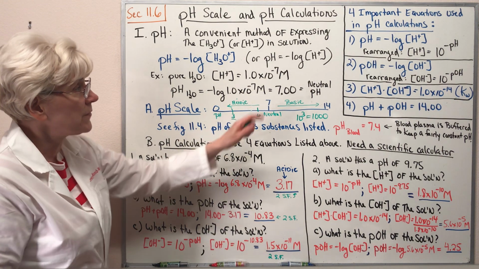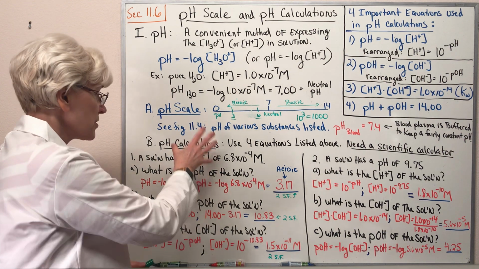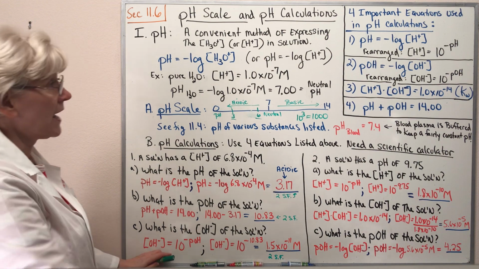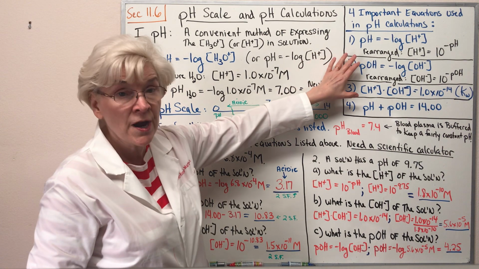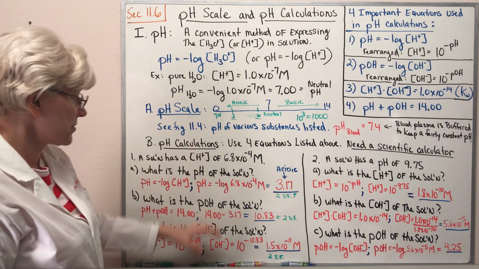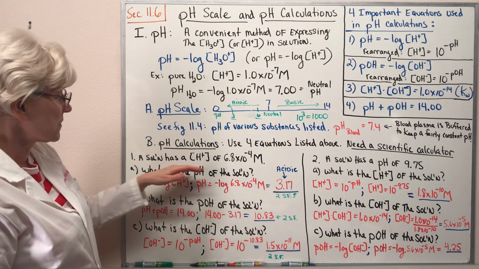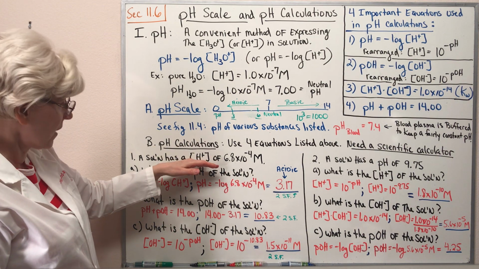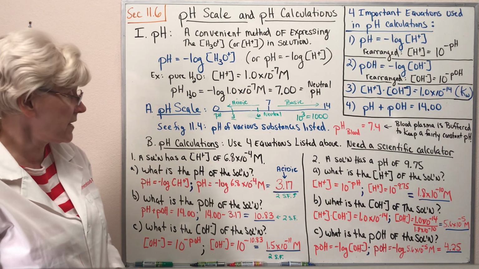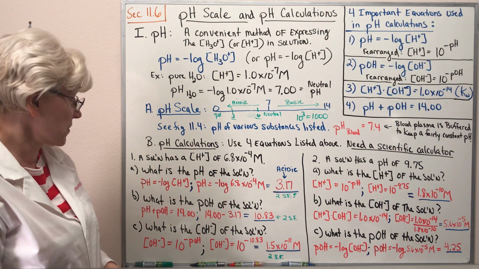Let's take a look at how we use the equations on the right that we went through to do various pH calculations. You will need to have these 4 equations memorized, and you will also need a scientific calculator in order to do these problems. Problem number 1. A solution has a hydronium or hydrogen ion concentration of 6.8 times 10 to the minus 4 molar. What is the pH of the solution?